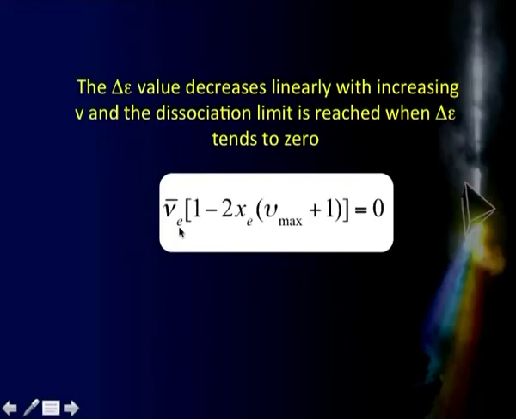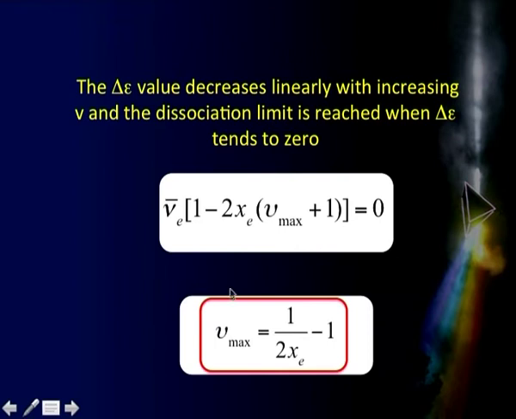And essentially, as I just said, as V increases, the lines get closer and closer. A limit will come when the two lines are just continuous. That's called a limit there. So when that happens, we can say that the delta E value becomes 0. When it tends to be 0, we substitute this delta E expression equal to 0. When I do that and rearrange it a little, we find that we get V max to be equal to 1 by 2 Xe minus 1.